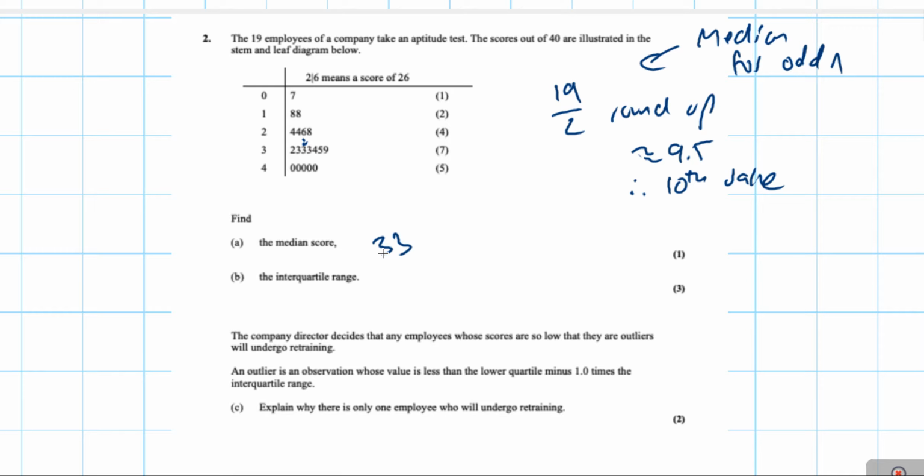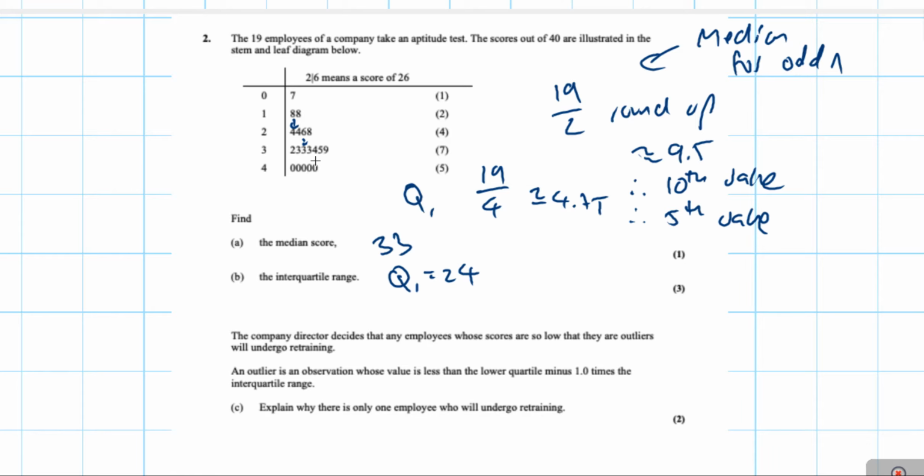The interquartile range. To find the interquartile range, we're going to do the same idea here. We're going to do 19 divided by 4 in this case, which gives you 4.75, and therefore it's going to be the 5th value, so we round up. This is for quartile 1, so it's 1, 2, 3, 4, so this value here is going to be 24. 24 is quartile 1.